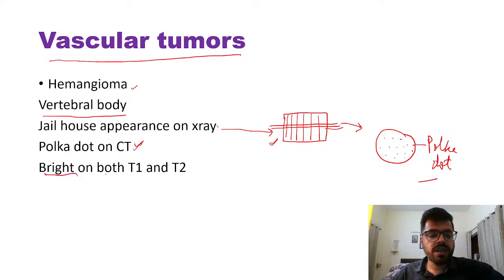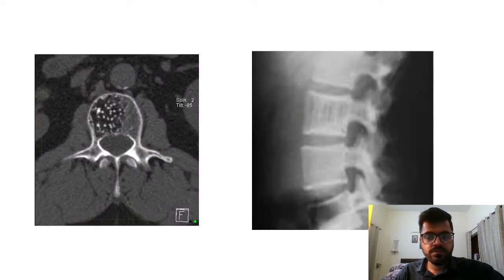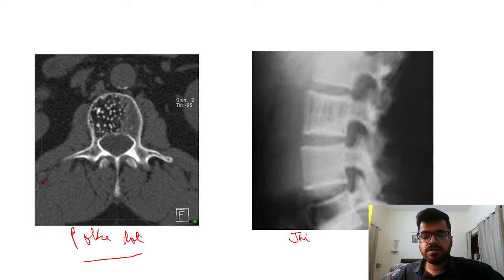The lesions are bright on both T1 and T2. That's it for hemangiomas. So this is the polka dot appearance on your left. And this is the jailhouse pattern on X-rays.